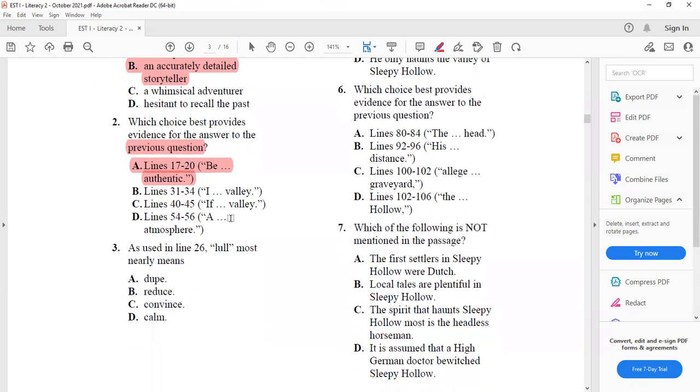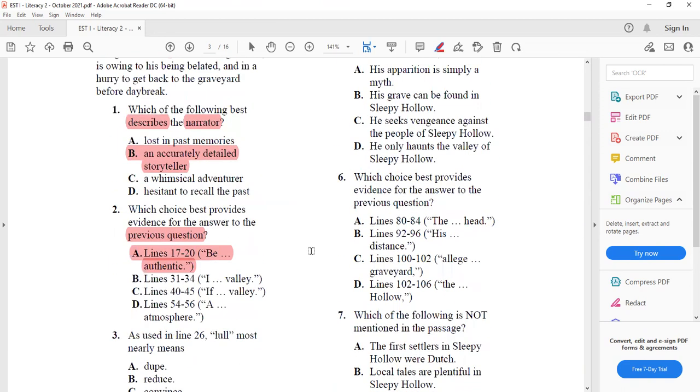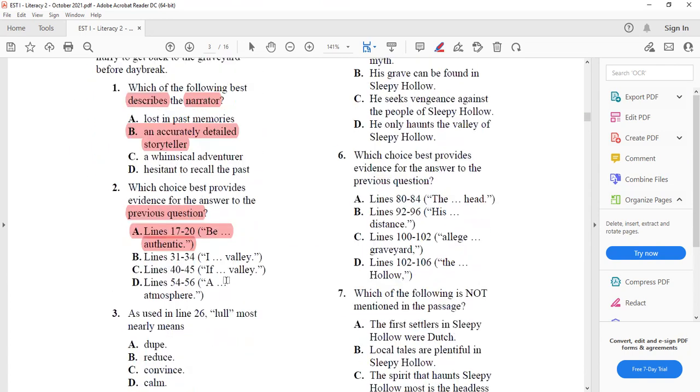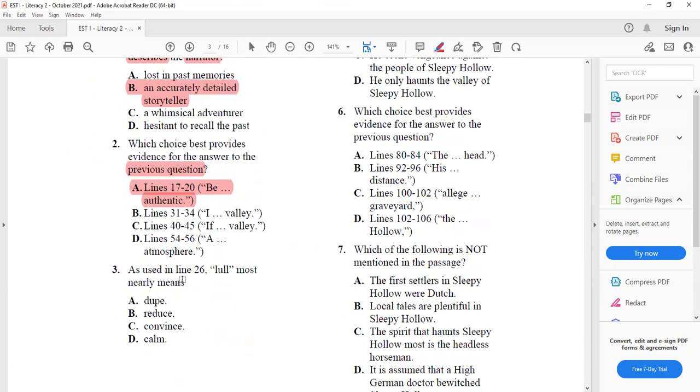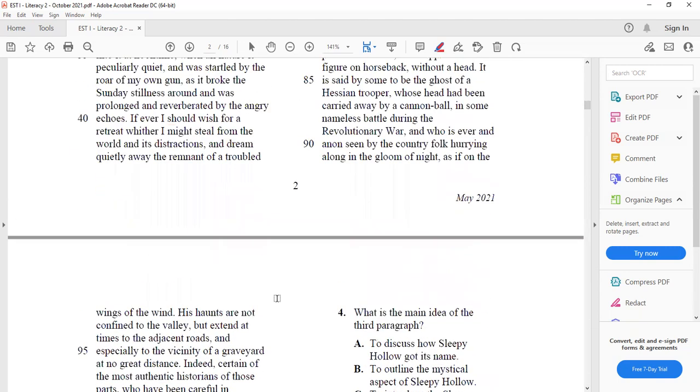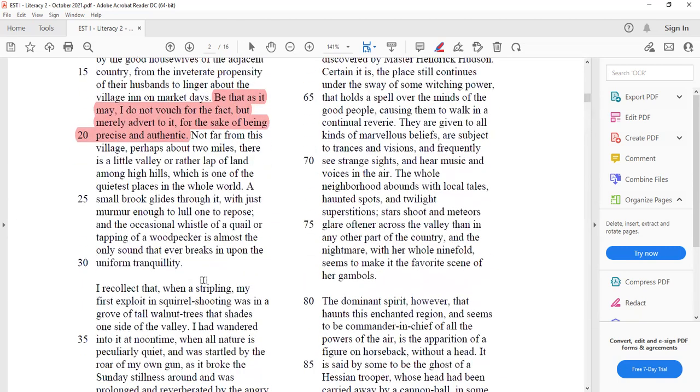Okay, mister. Let's go now to the second question. The second question is a vocabulary question. He said, as used in line 26, "lull" most nearly means. So we're going to go to the lines that have "lull," and we're going to bring the meaning of the vocab from the context itself. Don't depend on the vocab that is in your mind. The first definition for the vocab is wrong. Okay, mister. So we're going to go to line 26.